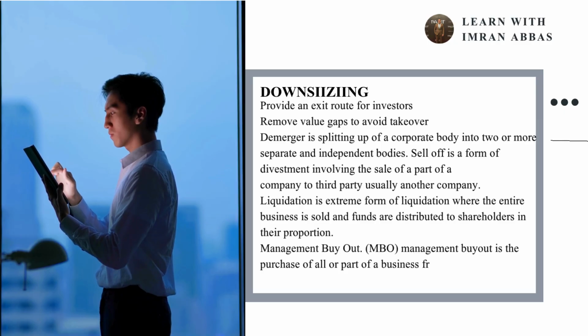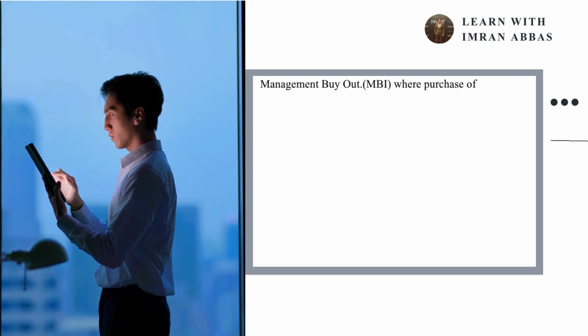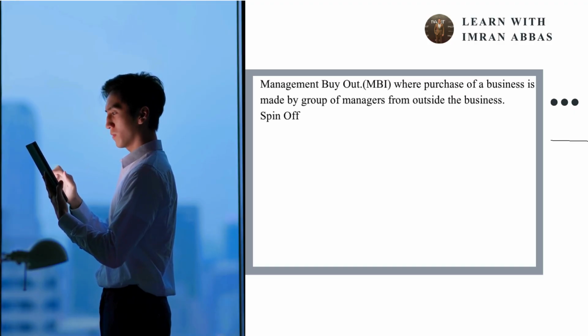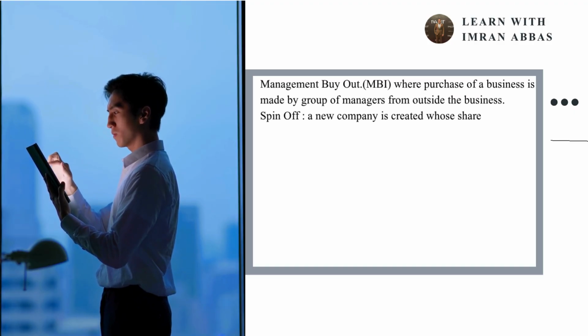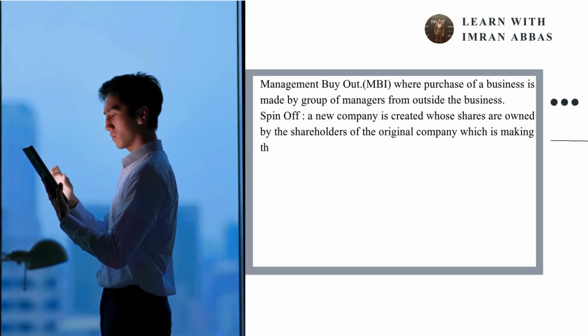Management buyout, MBO. Management buyout is the purchase of all or part of a business from its owners by its managers. MBI is where the purchase of a business is made by a group of managers from outside the business. Spin-off. A new company is created whose shares are owned by the shareholders of the original company, which is making the distribution of assets.